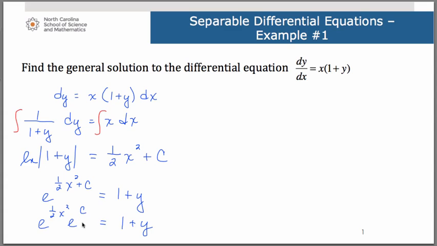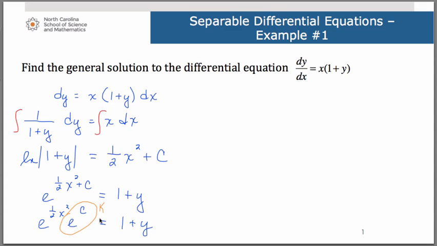E to the c, notice, is simply a numerical quantity. E we know to be the number 2.718281828, and so on and so forth. C is representative of a constant number, so this quantity e to the c, we're going to represent as a different letter. I often use the letter K. You could really use anything. Some people use capital N. You could even use another C if you wanted to. It just represents a different C. I'm going to use K.